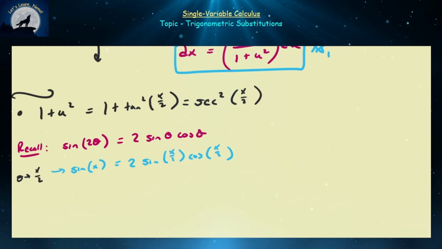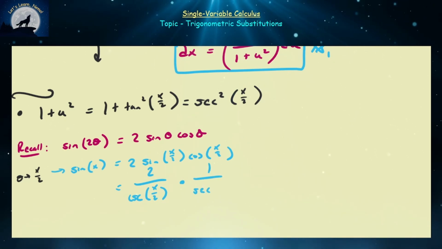And remember that sine of x over 2 is the same as the reciprocal of cosecant of x over 2. So we can write that as 1 over, actually I want to write the 2 on the first one. So 2 and then cosecant of x over 2. And then what is cosine? Well, cosine is just the reciprocal of secant. So that's 1 over secant of x over 2.